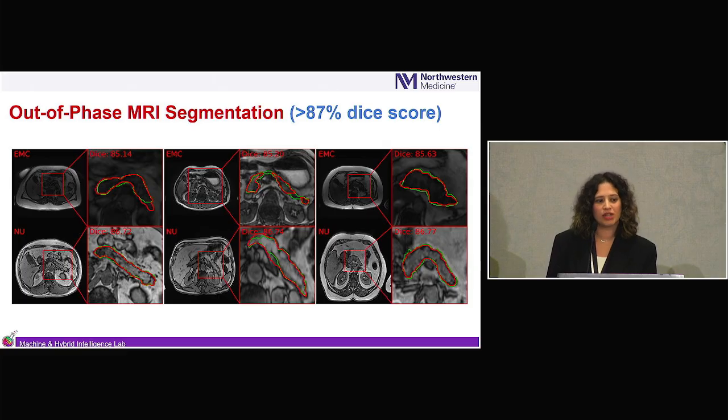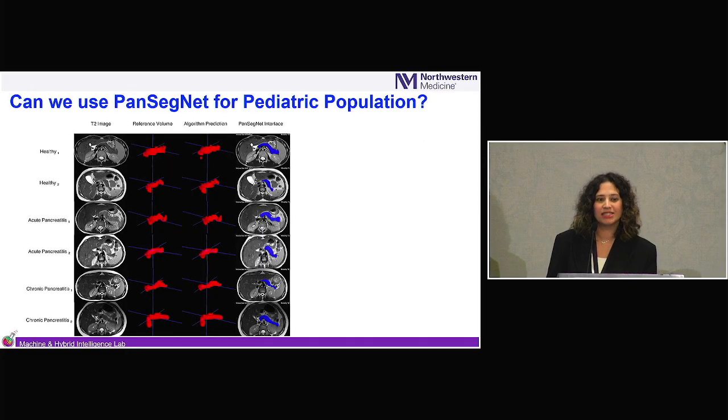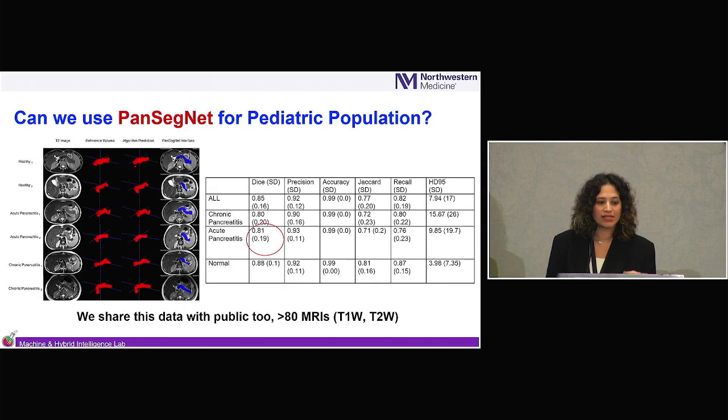And we also tried our model, even though we have never trained the model on out-of-phase MRI. We have a good DICE score over 87. And we also tested the algorithmic robustness in the pediatric population, without any training. We did the segmentation on T2 images for healthy, acute pancreatitis and chronic pancreatitis, and we have really good results. As you may see here, overall we have 85, healthy children 88, and acute and chronic, it's around 80.